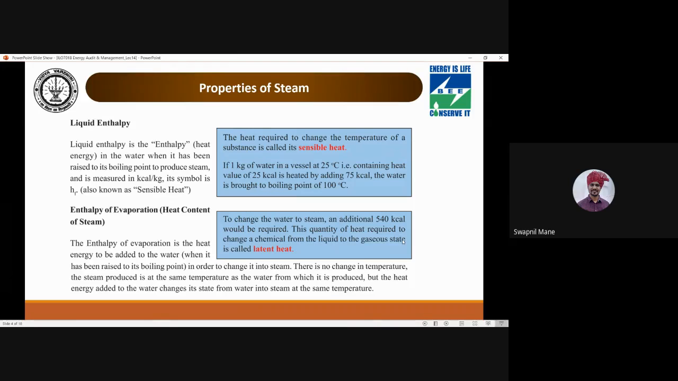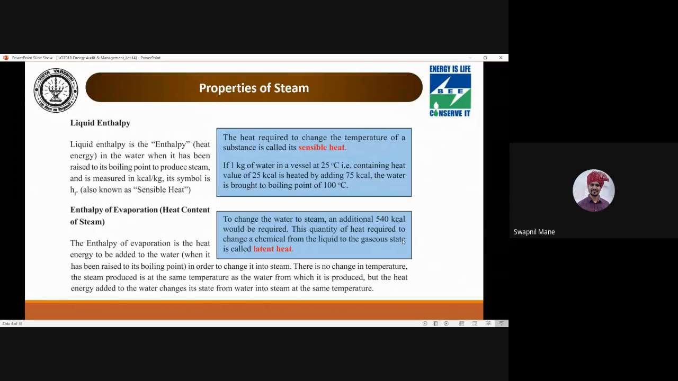So pressure is important. At 1 bar, 100 degrees is there. And if I increase the pressure, the boiling point will also increase. So when it has been raised to its boiling point to produce steam, it is measured in kilocalories per kg, or kilojoules per kg, and its symbol is small h suffix f. So hf is nothing but the sensible heat, or we can say heat of fluid, hf.